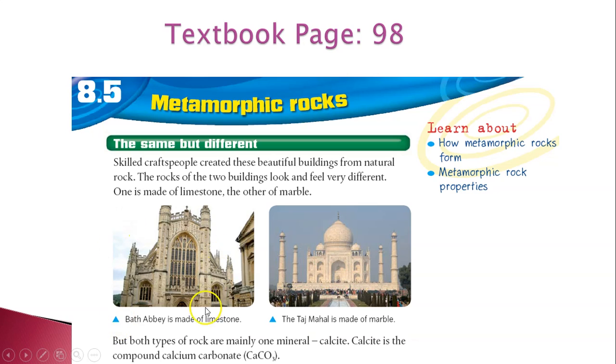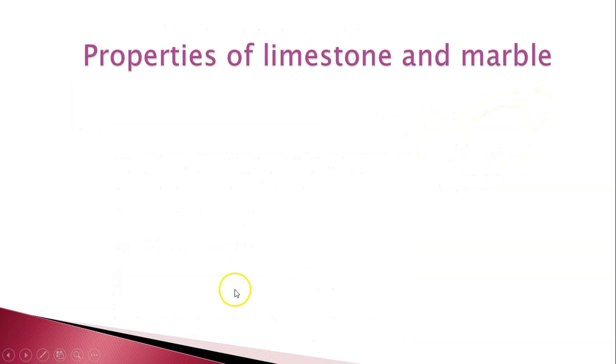This is Bath Abbey and it is located in England. It is a church made of limestone. Taj Mahal is a monument that is located in India. Both are made of the same chemical, that is calcium carbonate. Okay, but they look entirely different. Let us see the properties of limestone and marble.